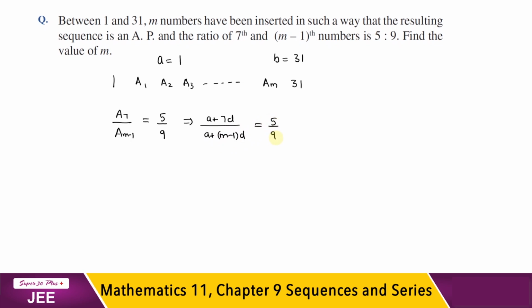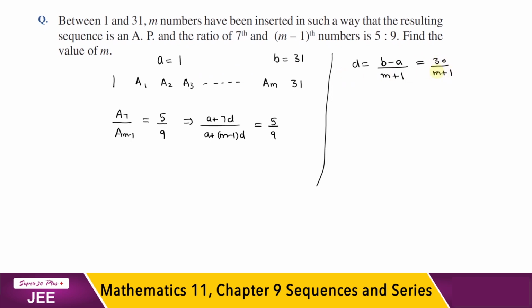Now first of all let us evaluate the value of d in terms of m, so that we can substitute the value of d in this relation in order to get the answer. So d is going to be what? (b - a) divided by the number of arithmetic means plus 1, and the number of arithmetic means is m, so this is m + 1. So b becomes 31, a is 1, so in the numerator we get 30 divided by m + 1.